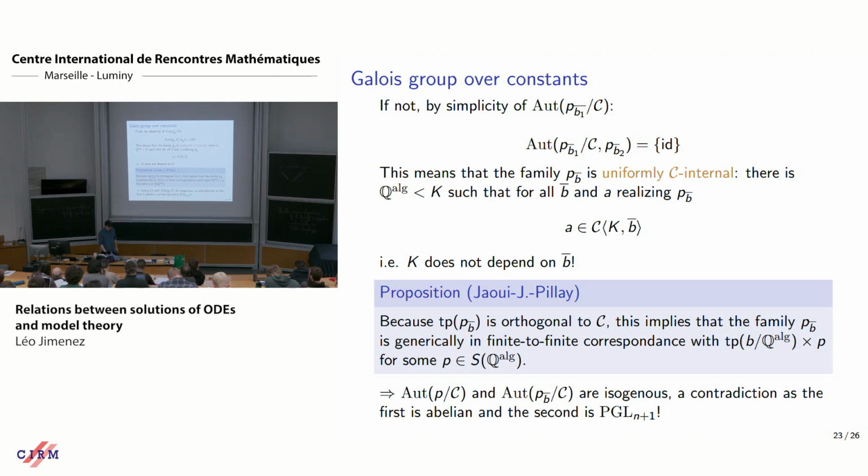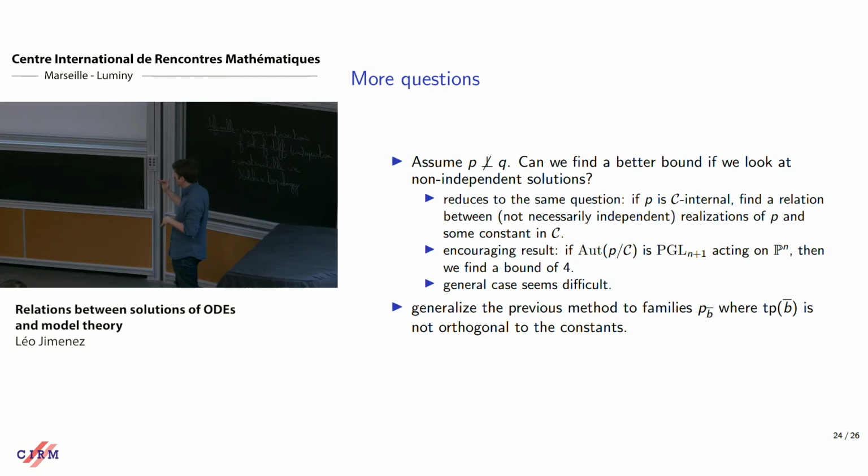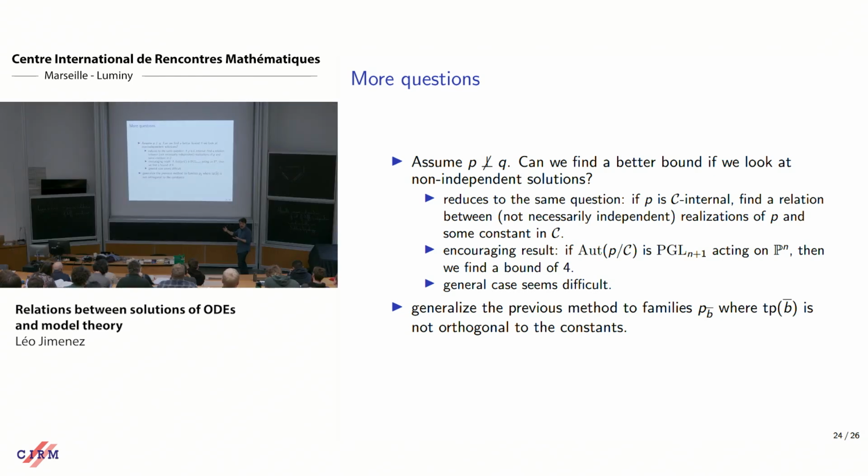All right, so I'll end my talk with just a few more questions around these methods and ideas. So the first one is, I showed the bound is optimal, I showed that the bound is the best possible, but there's one assumption still, which is that we're asking that we pick independent realizations of our equations, or of our types. But what if we don't ask that? What happens? Can we get a better bound? And we don't know. But it reduces to the same question. So if P is C internal, we want to find a relation between not necessarily independent realizations of P and some constant in C.